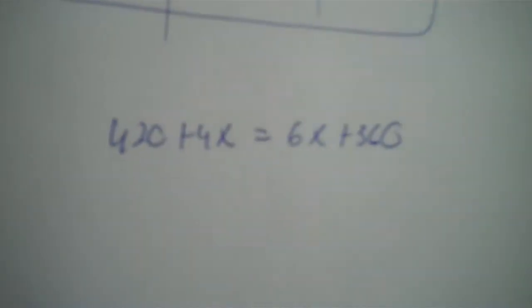So that's 420, and that's 4x. So 420 plus 4x. Then I distribute 6 to x and 6 to 60. So it'd be 6x plus 360. That's what I would put here. Now we have our equation: 420 plus 4x equals 6x plus 360. So we get the x's together on one side, minus 4x.